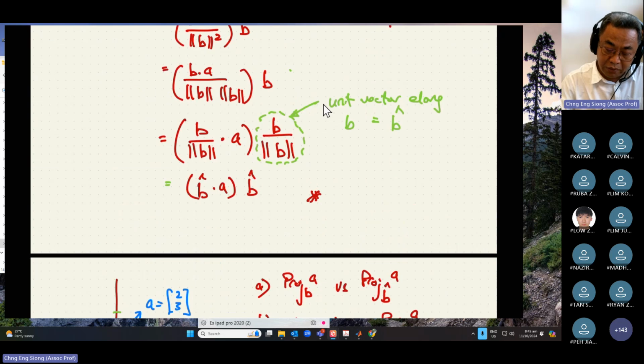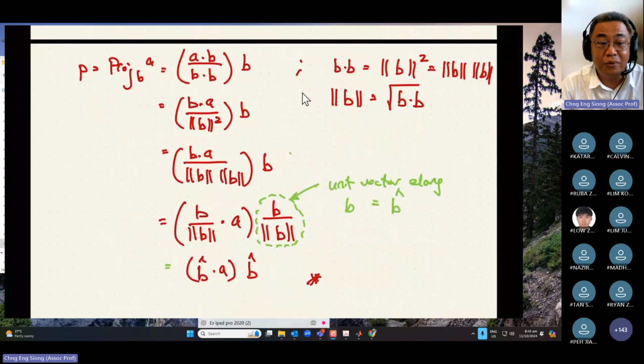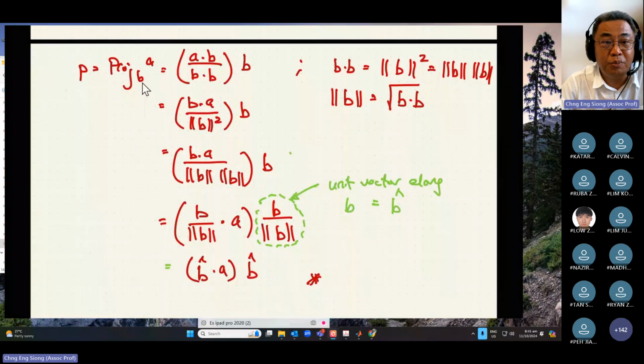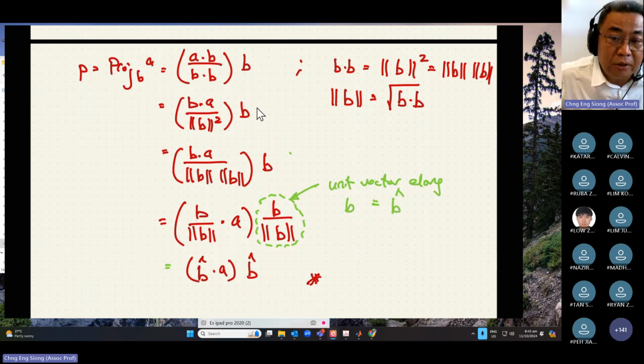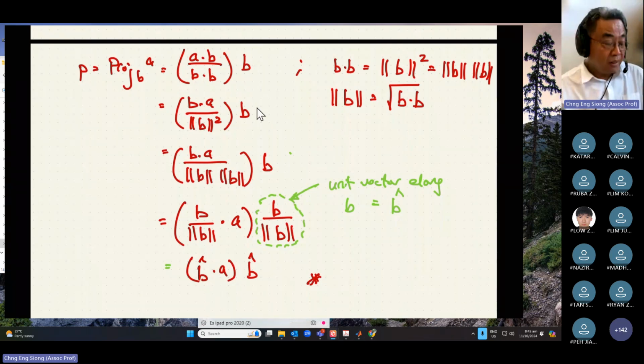More importantly, you can see that I write the projection of A onto B in so many different ways, okay? And you have to be very careful. You have to understand that all of this gives you the same result. Maybe this is the take-home message today, or at least this slide.